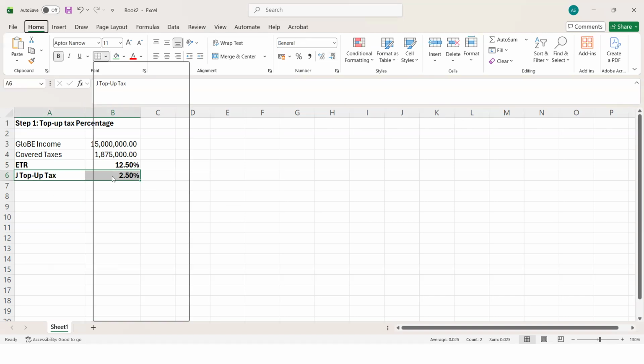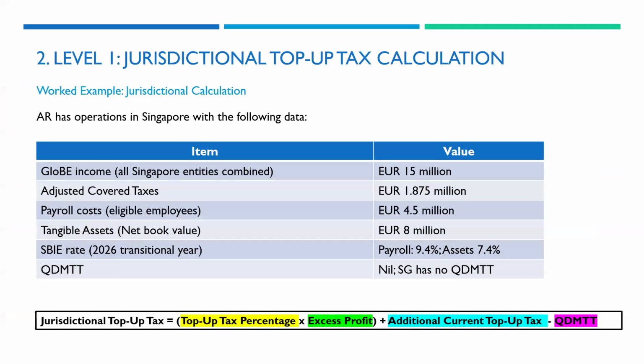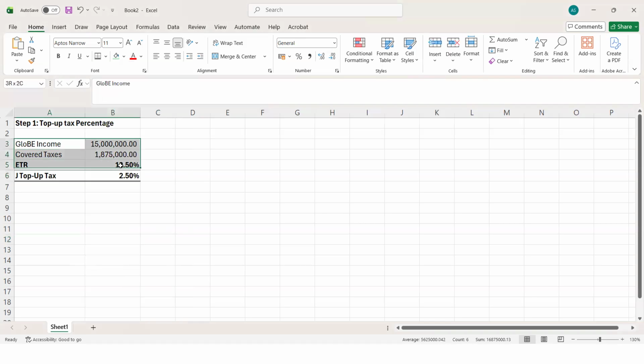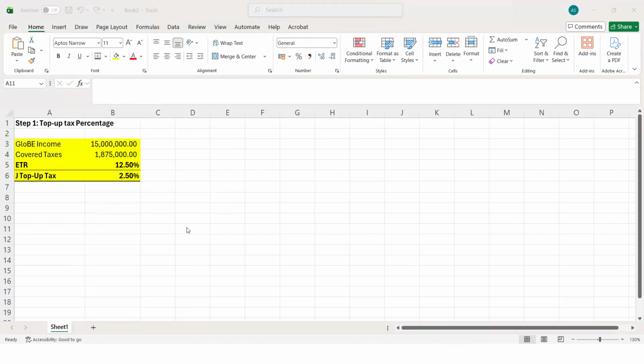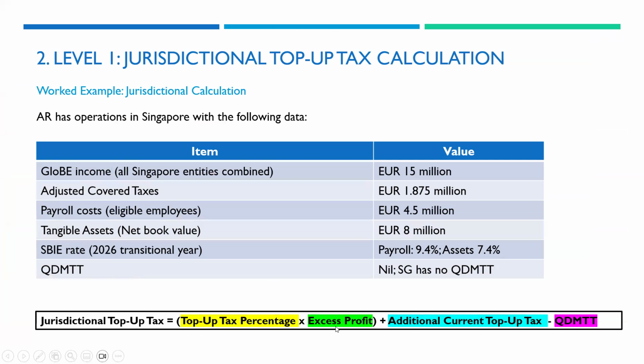I am going to double underline that. Clear? Step one. What is this? This is nothing but the top-up tax percentage, right? This is the yellow, my friends. This I will also mark in the same color so that we are on the same page. So this is my top-up tax percentage.